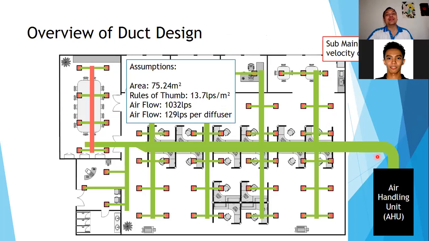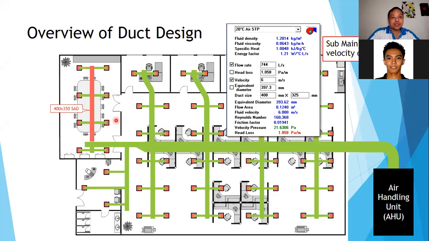Submain is your ducting after your main duct. So assuming that the duct in the middle, the biggest one, is your main duct, the ones in between your main duct and your branch duct are called submain. Submains are sized at 6 meters per second, constant velocity. So assuming again 129 liters per second per diffuser, we're only going to assume 1, 2, 3, 4, 5, 6 because this duct is using only 6 diffusers. So 129 times 6, 744 liters per second.